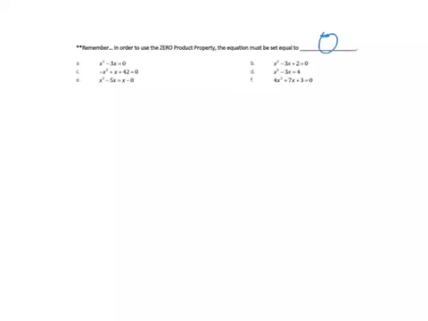Okay? Must be set equal to 0. So I'm going to go ahead and highlight that. I guess that didn't really work out too well, did it? We'll go over it again. Zero product property must be set equal to 0. Right? There's your key words, okay?